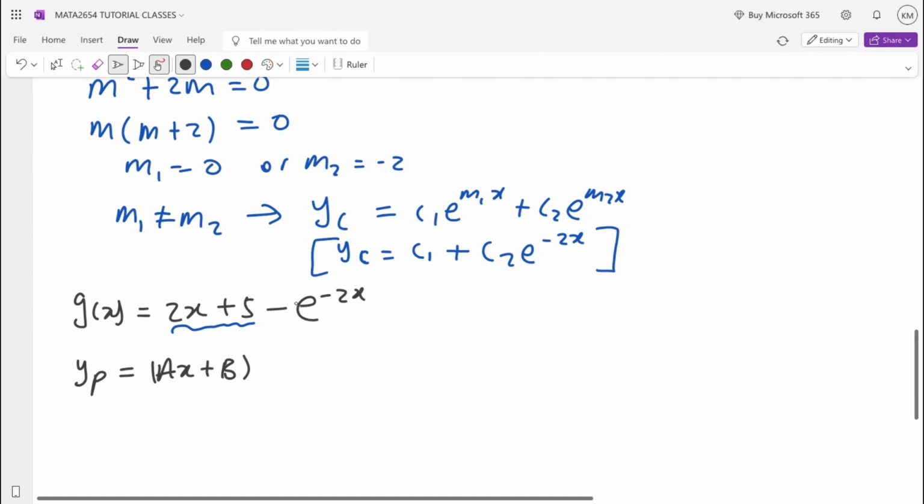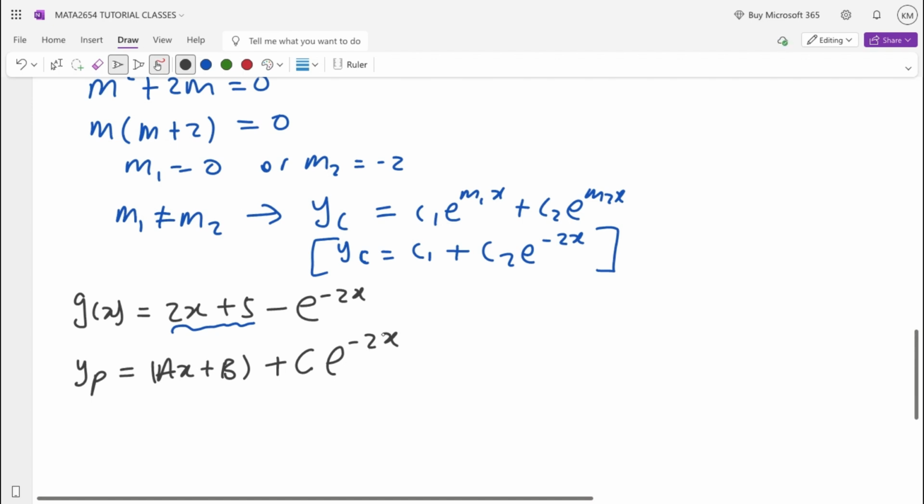Then do not account for the negative sign; just put it there as a plus. Then we expect it to have e to the minus 2x. So e to the minus 2x has to be accompanied with a constant. Let's call that constant in this case c. Then c e to the minus 2x. So that is the whole basic idea.